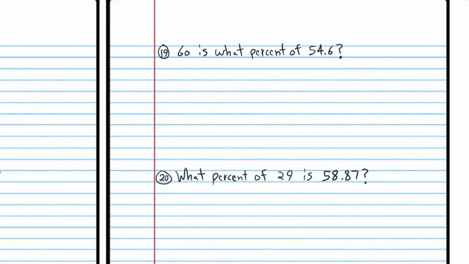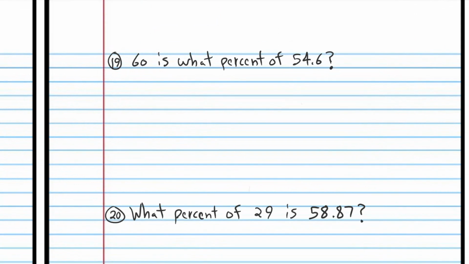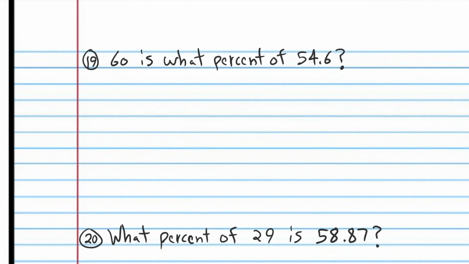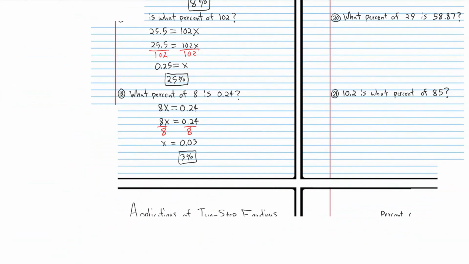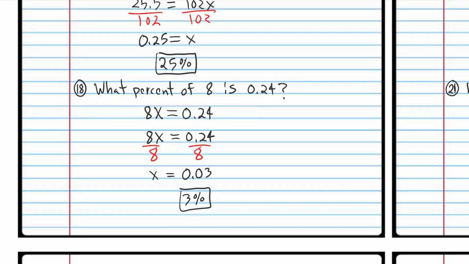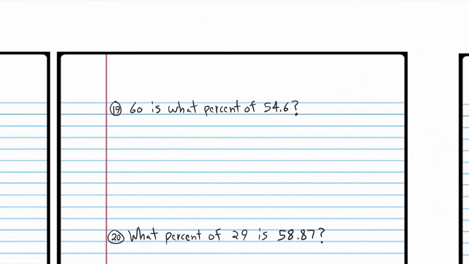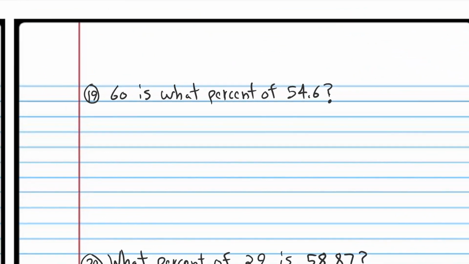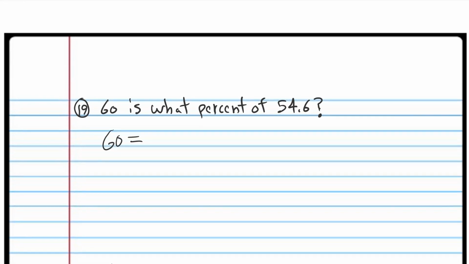These percent problems can be kind of tricky. Now for 19, notice that there's a different wording. This says 60 is what percent of 54.6. When you look at the previous problem, it started with the word what. What percent? So it's a different wording, so you really have to be careful that you set it up correctly. So remember, the is sign, you can think of that as the equal sign. So 60 needs to go over here, and the product needs to go over here. So go ahead and try 19, and when you come back, we'll do it together.